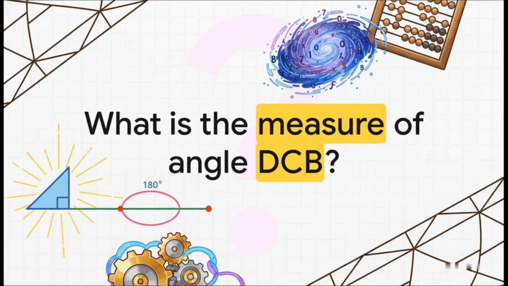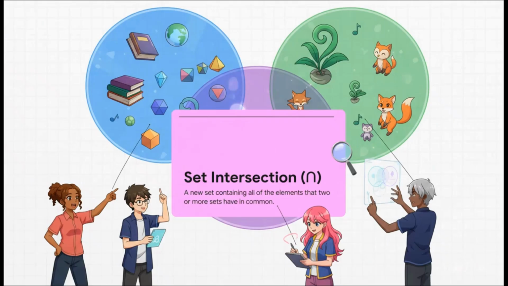Now to solve this, you only need to know one rule. A straight line is always 180 degrees. So if one part of it is 90 degrees, what does the other part have to be? It's got to be 90 degrees too to add up to 180. The system just works. Okay, let's try one more field, set theory.